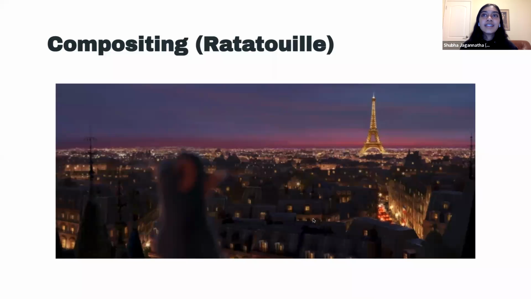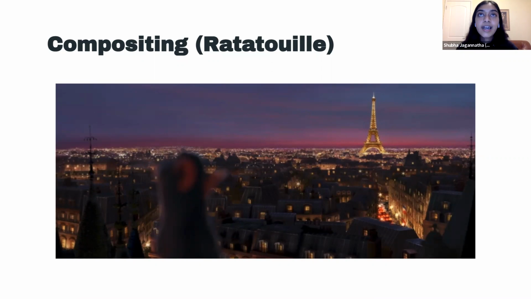Just creating this background with 3D computer graphics would have been an insanely computationally heavy task. Not to mention, it would take an insane amount of manual effort to model every building, to model the Eiffel Tower, to add in all the lights. So to circumvent that need to create this very complex background, they actually have painters create something called a matte painting. So this is a 2D painting that they have added in front of Remy, who's a 3D character looking out into Paris.